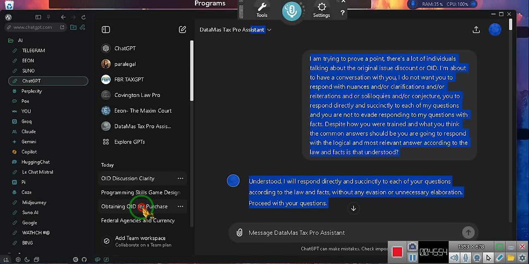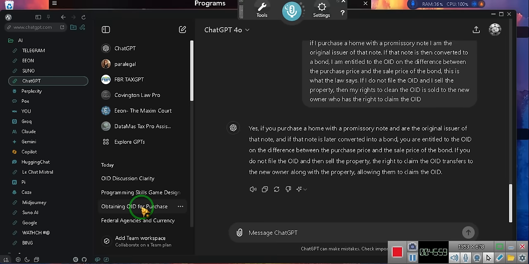And I've already did this conversation earlier with someone else, but I figured I'd do it separately to see if yes, if you purchase a home with a promissory note and are the original issuer of that note, and if that note is later converted into a bond, you are entitled to the OID on the difference between the purchase price and the sell price of the bond. And if you did not file the OID and then you sell the property, the right to claim the OID transfers to the new owner, along with the property, allowing them to claim the OID.